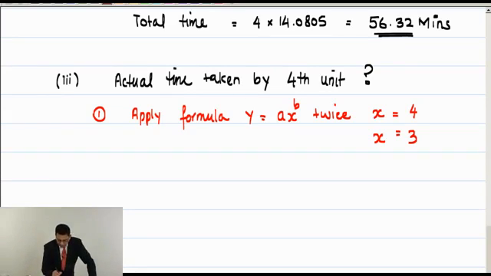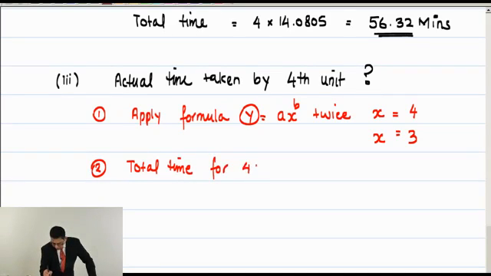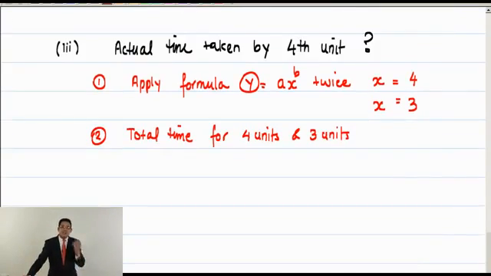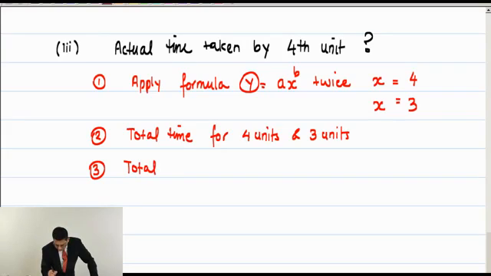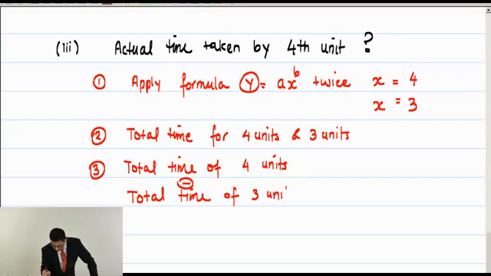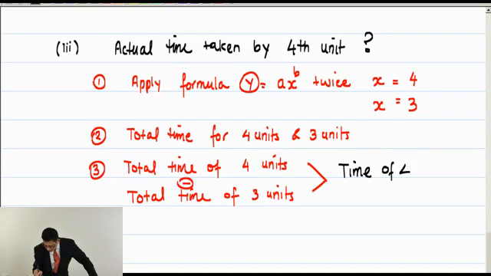Step number 2, so you will get 2 values of y here, one for 4 and one for 3. Number 2, calculate total time for 4 units and 3 units. So it's all literally simple steps. And thirdly, total time of 4 units minus total time of 3 units will give us the time of the 4th unit.